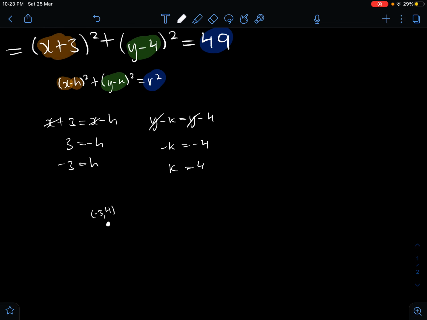And how do we find our radius? Well, we look at the blue. R squared equals 49. R equals plus minus root 49 equals plus minus 7.